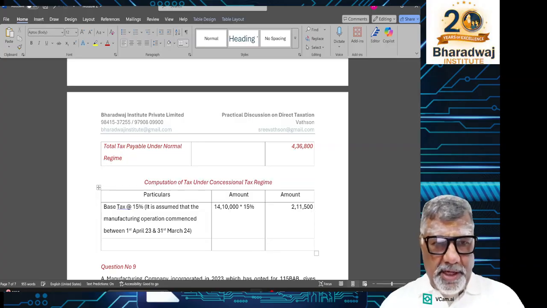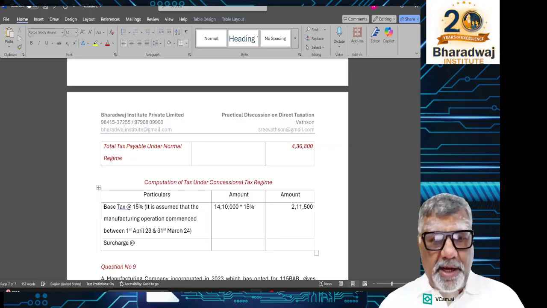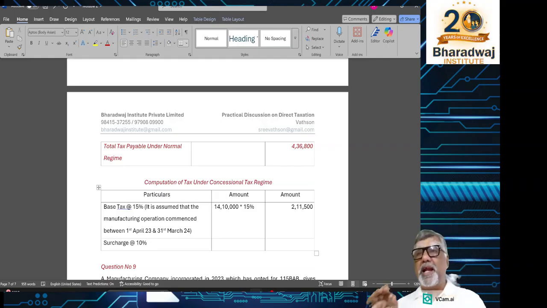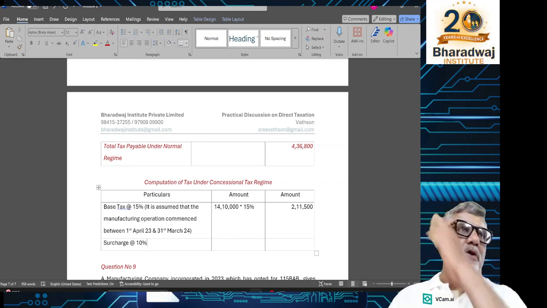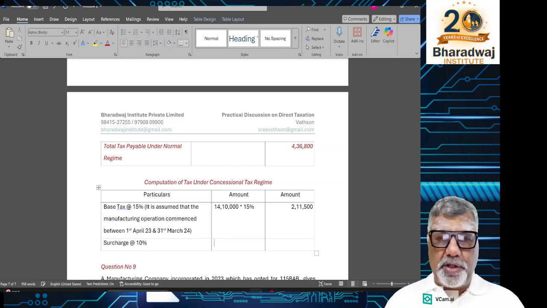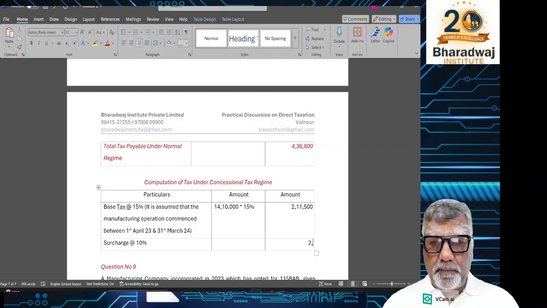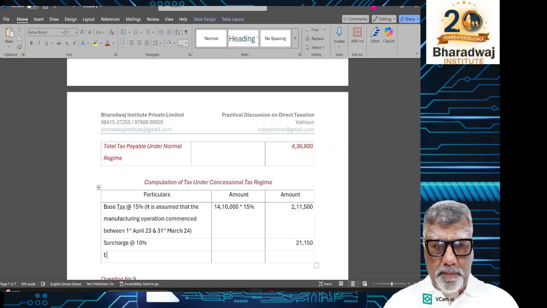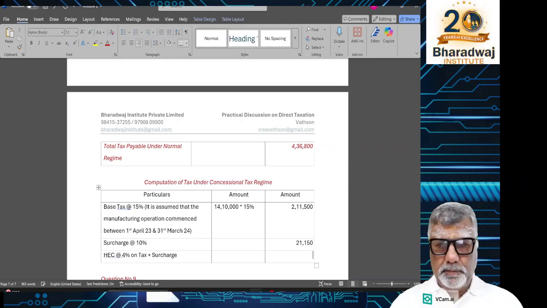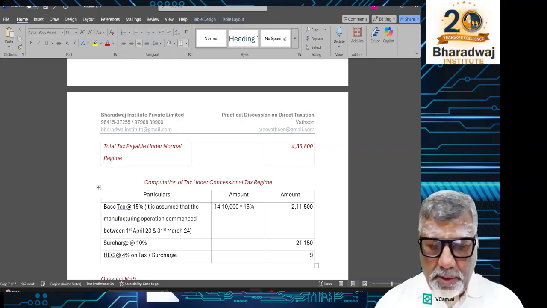But unfortunately, surcharge at the rate of 10% will come, irrespective of the level of income. Under concessional tax regime for companies and cooperative societies, surcharge will be 10%. Let it be less than 1 crore or more than 10 crores, surcharge is 10%.